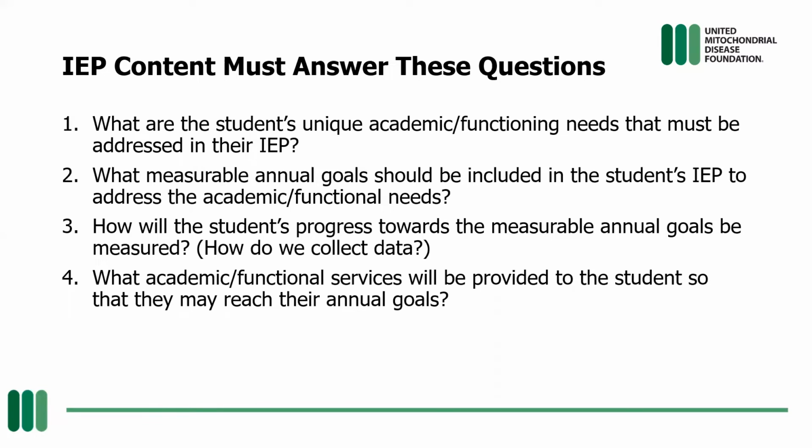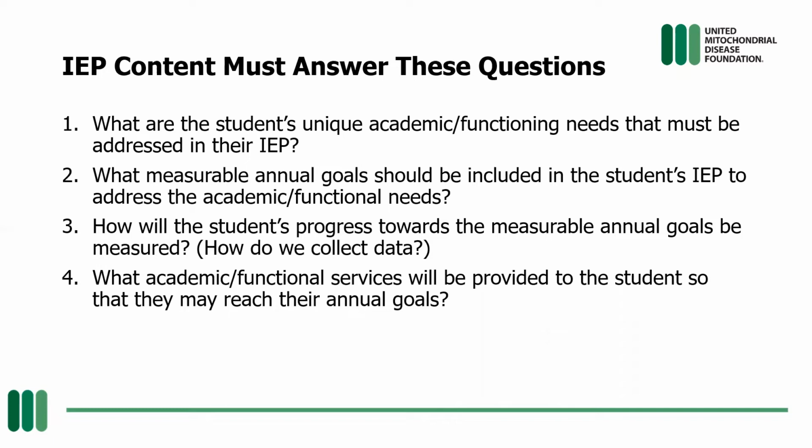And what all of these things they do must do is they have to answer these 4 questions, and these 4 questions are super important. Because anytime we consider what our child needs, we need to make sure that their plan is answering these 4 questions for that need. So what are the student's unique academic functional needs that must be addressed in their IEP?